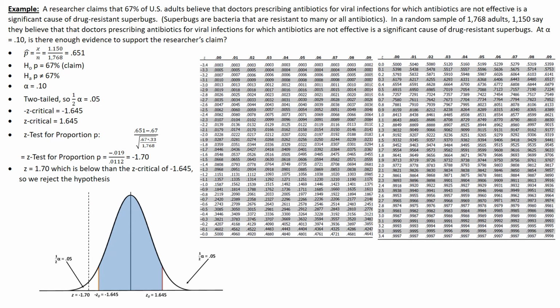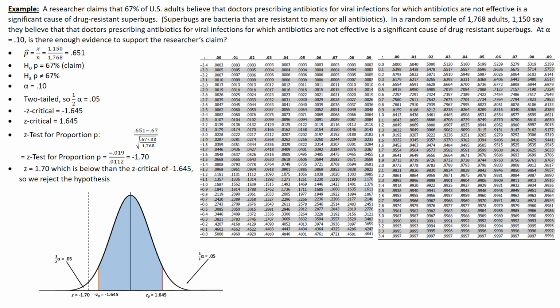Here's another similar problem. A researcher claims that 67% of U.S. adults believe that doctors prescribing antibiotics for viral infections, for which antibiotics are not effective, is a significant cause of drug-resistant superbugs. Superbugs are bacteria that are resistant to many or all antibiotics. In a random sample of 1,768 adults, 1,150 say they believe doctors prescribing antibiotics for viral infections for which antibiotics are not effective is a cause of drug-resistant superbugs. At alpha 0.10, is there enough evidence to support the researcher's claim?